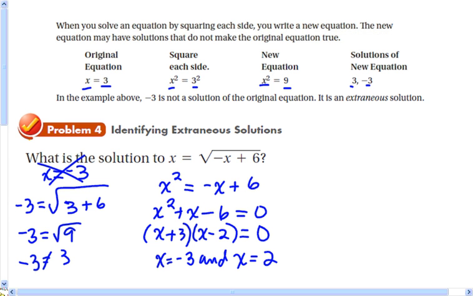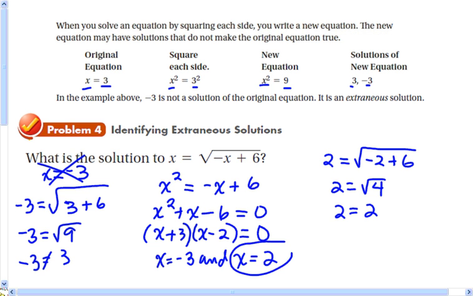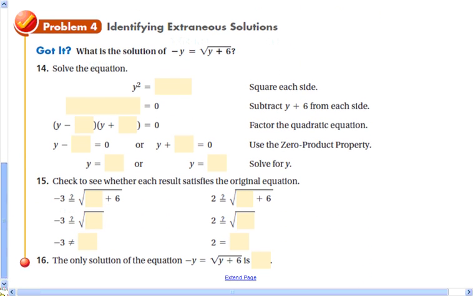If x is 2, we get 2 is equal to the square root of negative 2 plus 6. And negative 2 plus 6 is 4. And that checks out. So that one's good. So our only solution is x equals 2. We're going to cross out that other one. All right, you can go ahead and try that here.